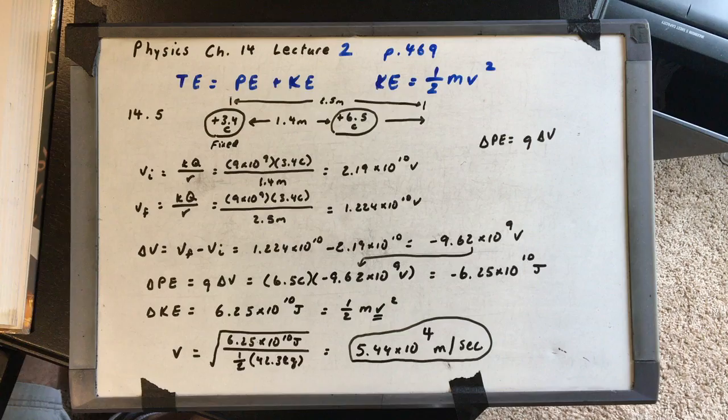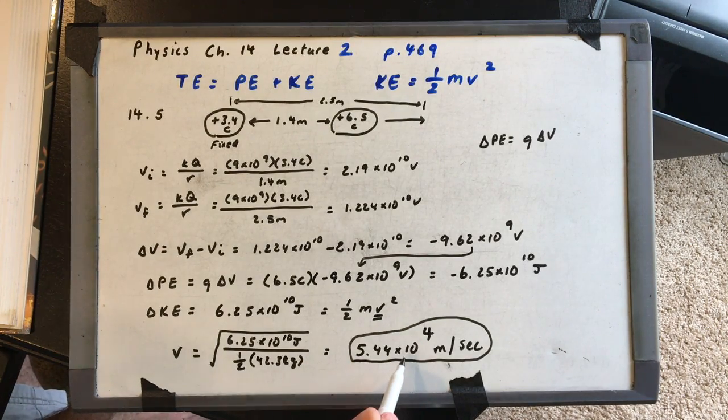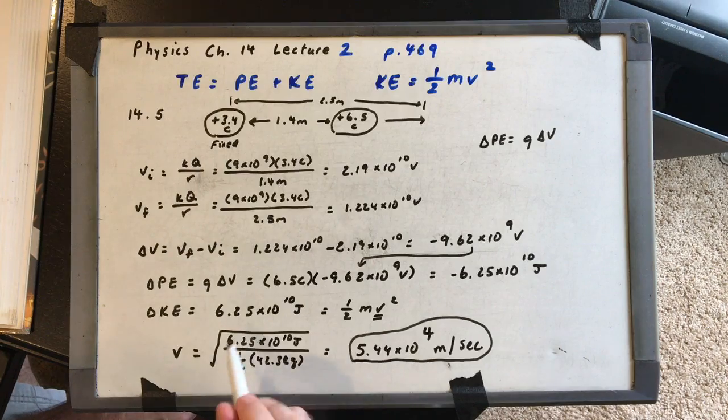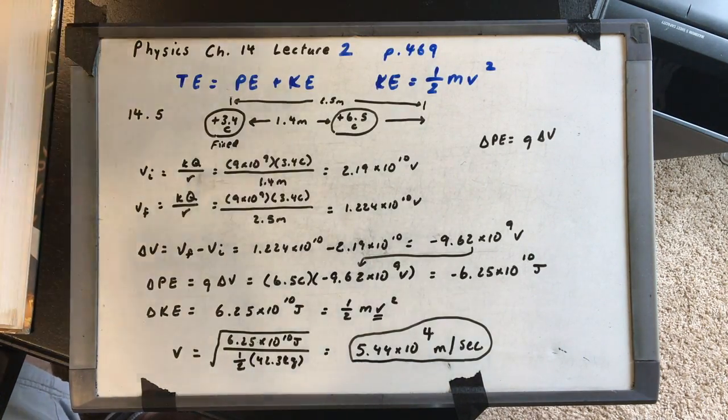One way you'll know that maybe you accidentally forgot to take the square root is if you get a number bigger than 3 times 10 to the 8th. Nothing can go faster than that, that's the speed of light, so you know that maybe you forgot to take the square root at the end of it. So go ahead and pause the video if you need to. I'm going to erase this.